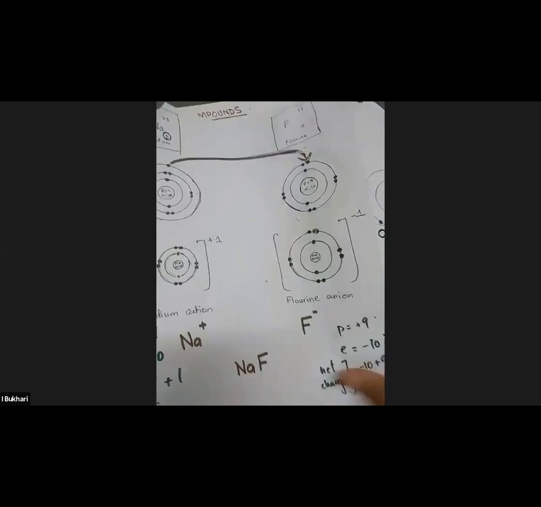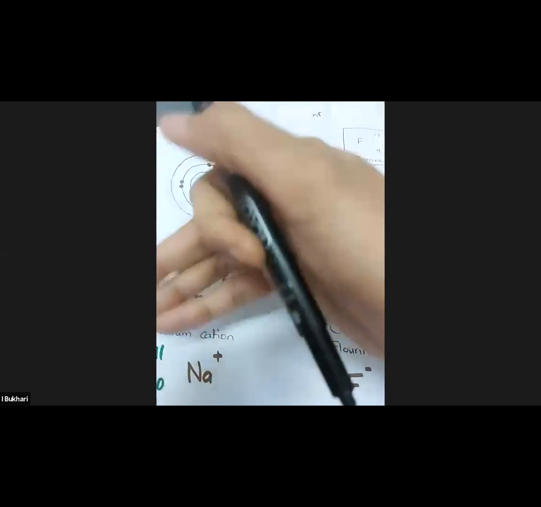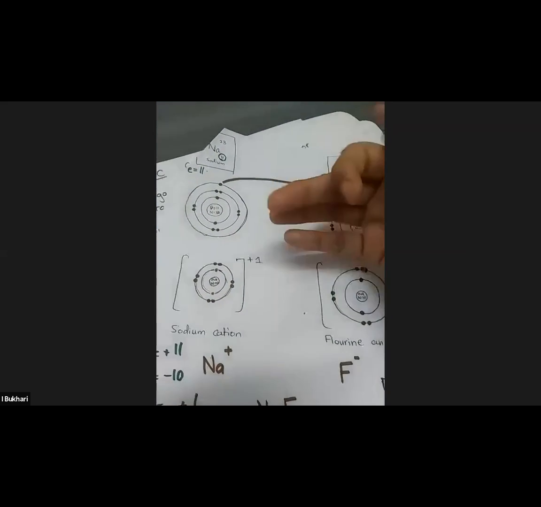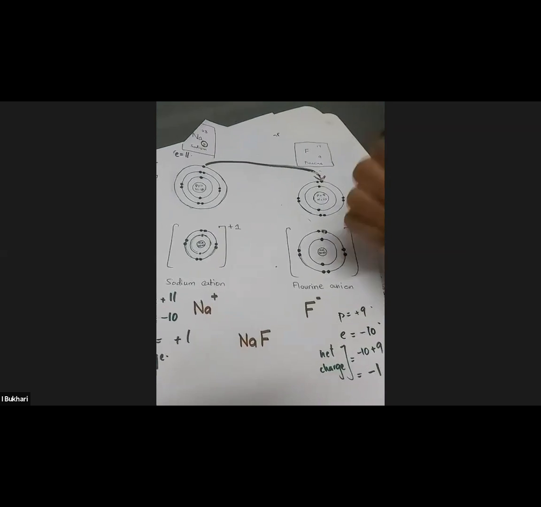Now, how do we represent ionic compounds? Let's talk about them and then compare the two. Ionic is when one atom can completely give away an electron and the other atom can completely accept an electron. Understand this first.